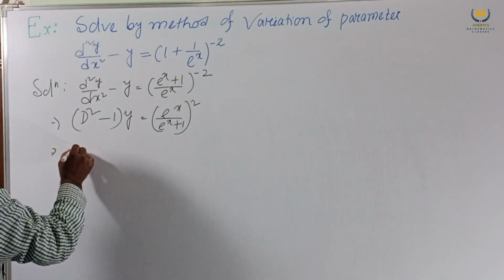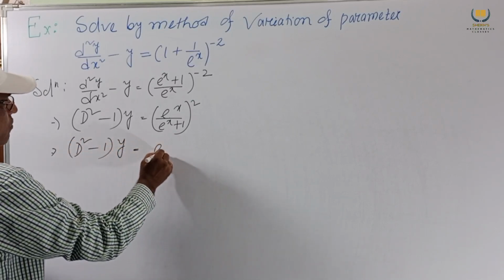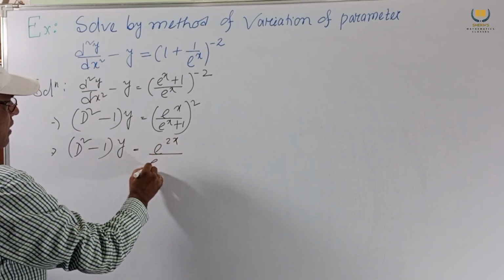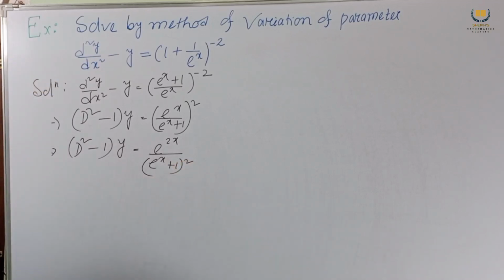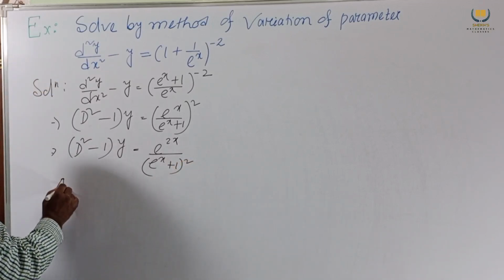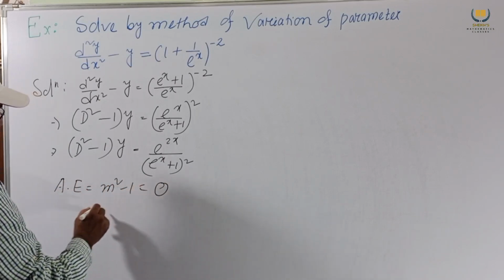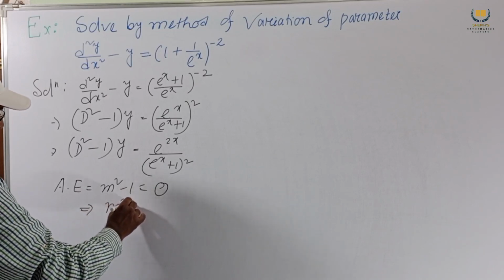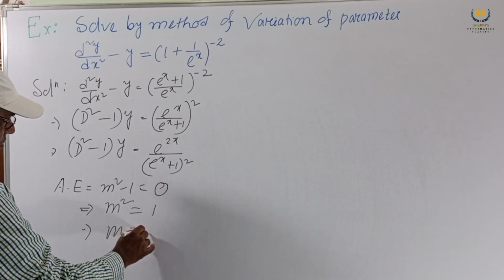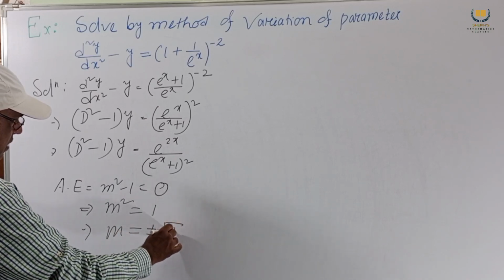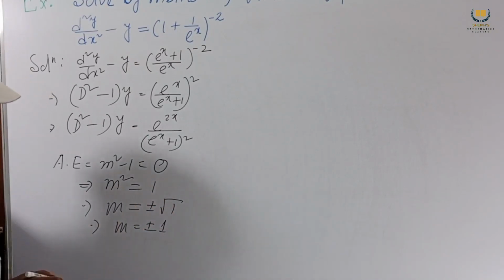Now this will be (D² − 1)y = e^(2x)/(e^x + 1)². Now the auxiliary equation is m² − 1 = 0, so m² = 1, m = ±√1. So m = ±1.